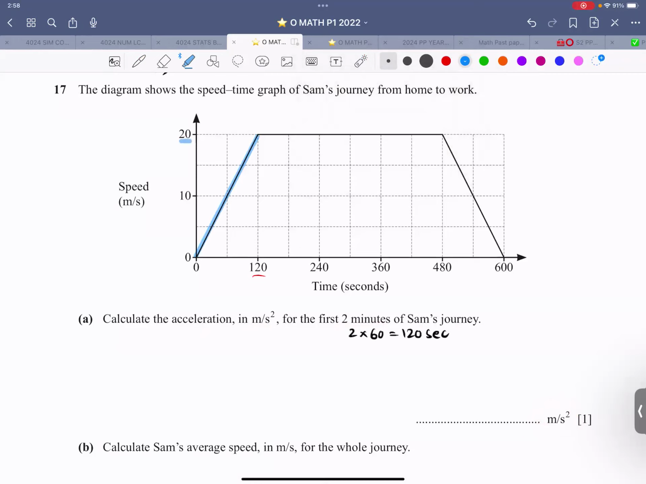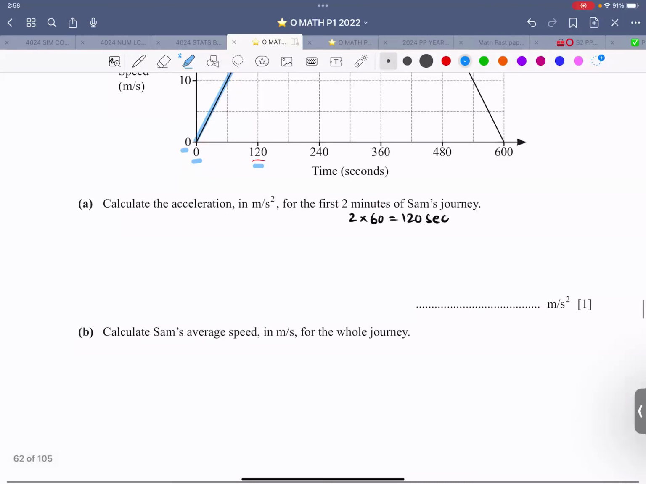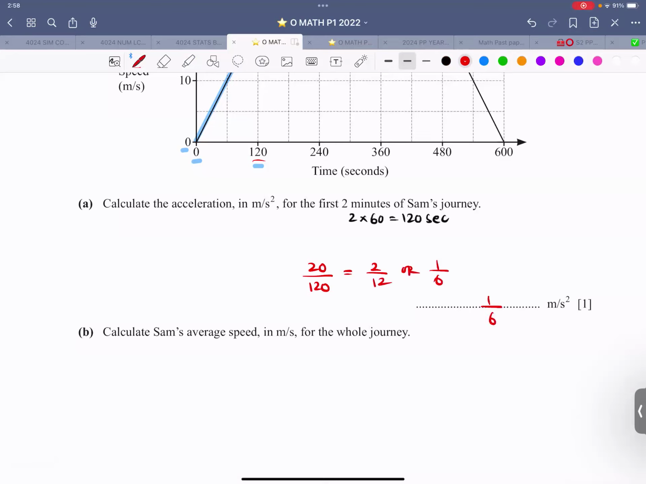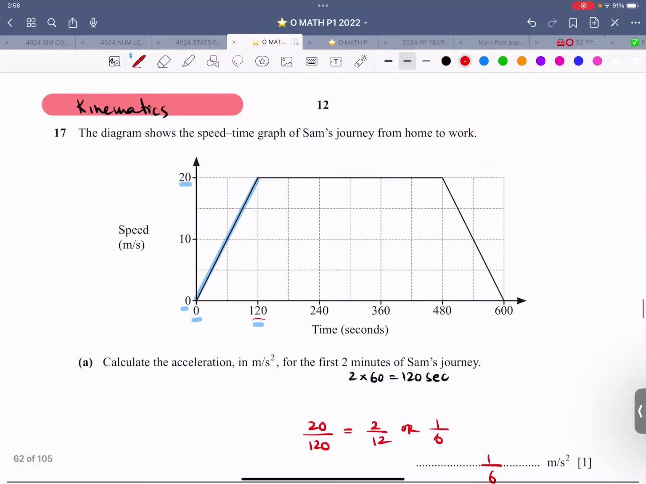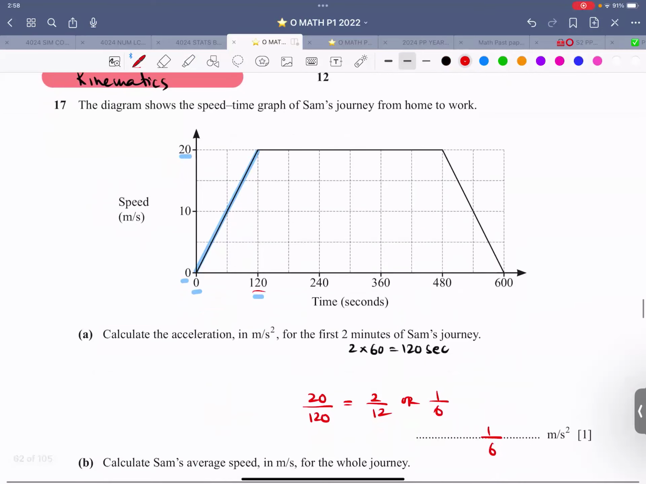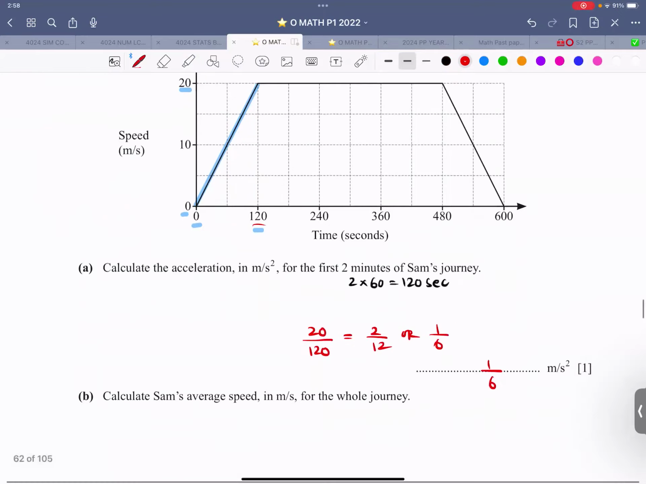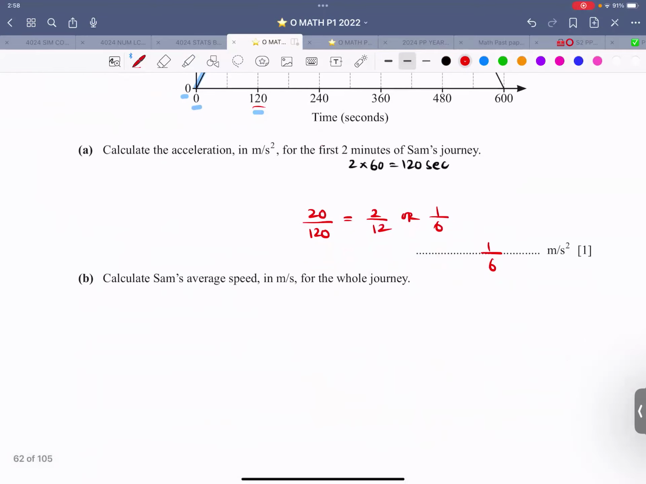What is the change in y? 20. What is the change in x? 120. So this is 20 divided by 120, so this is 2 over 12, which is 1 over 6. Leave the answer as a fraction. 1 over 6 meter per second square. That is the answer for this particular part. Now, they were not asking us to reduce it, so if someone leaves it as it is, that is perfectly fine.